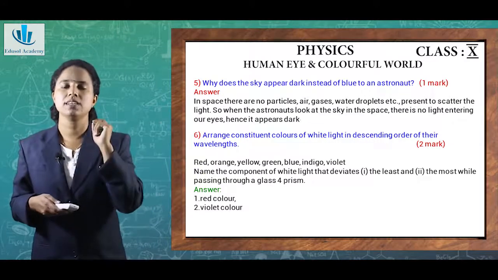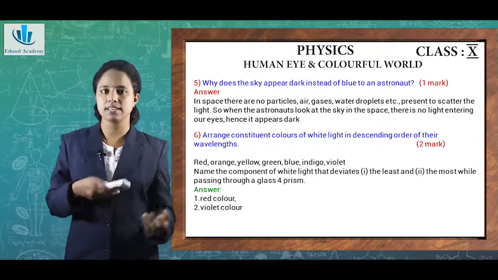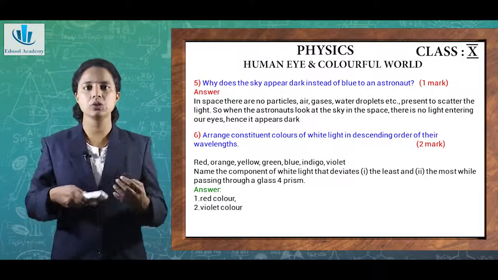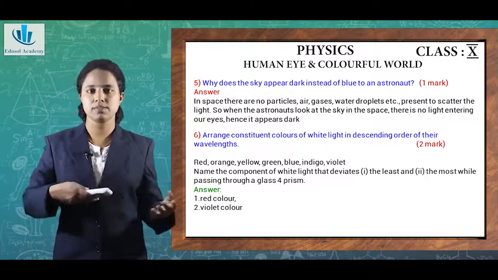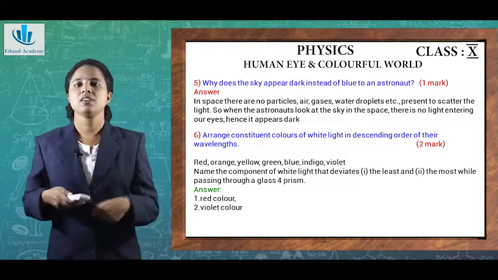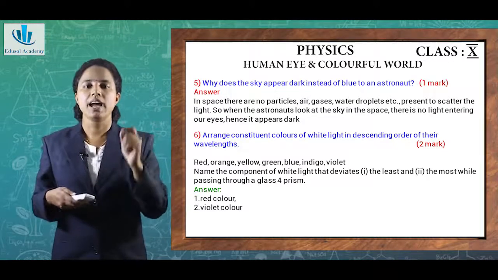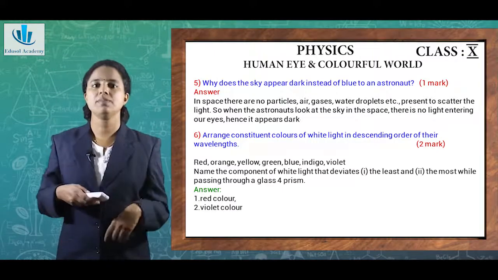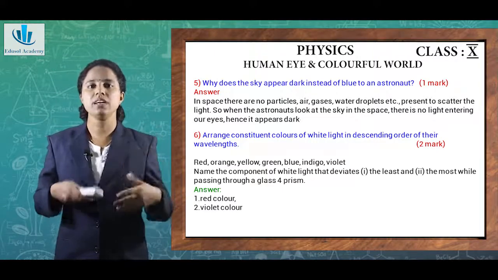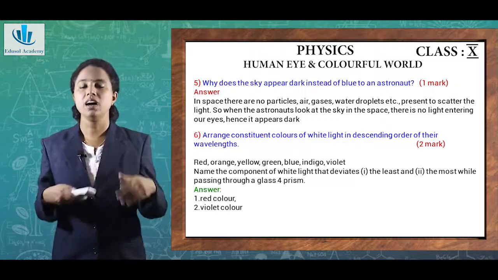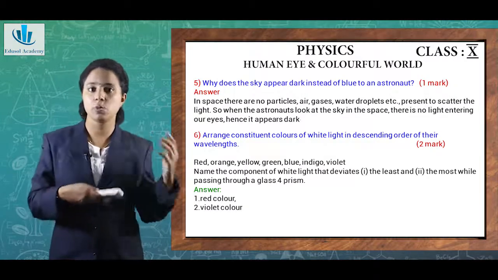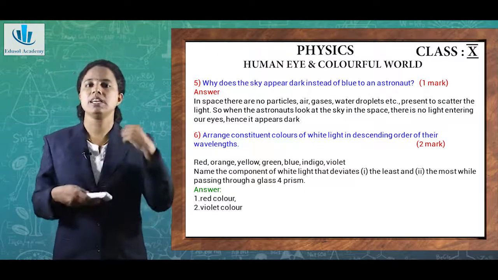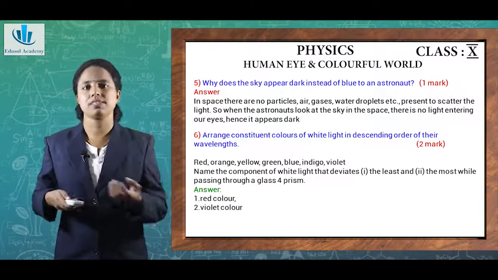The second part is: name the component of white light that deviates the least and the most while passing through a glass prism. We know that when white light passes through a glass prism, deviation occurs, isn't it? The light which deviates the least will be red color, and the one having more deviation will be the violet color. It corresponds to the wavelength. The one having the highest wavelength will deviate the least and vice versa.